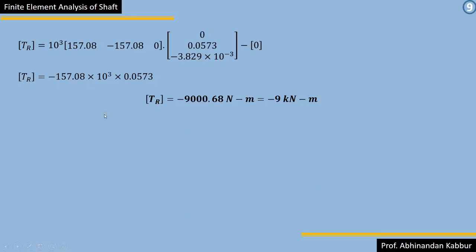I get the reaction. TR is the notation I have considered for the reaction. So that is the torque reaction, which is minus 9000.68 Newton meter. Nothing but it is minus 9 kilo Newton meter. So that is my reaction at the fixed end. So this is how we can solve the problem when a stepped shaft is fixed at one end. So thank you for watching.